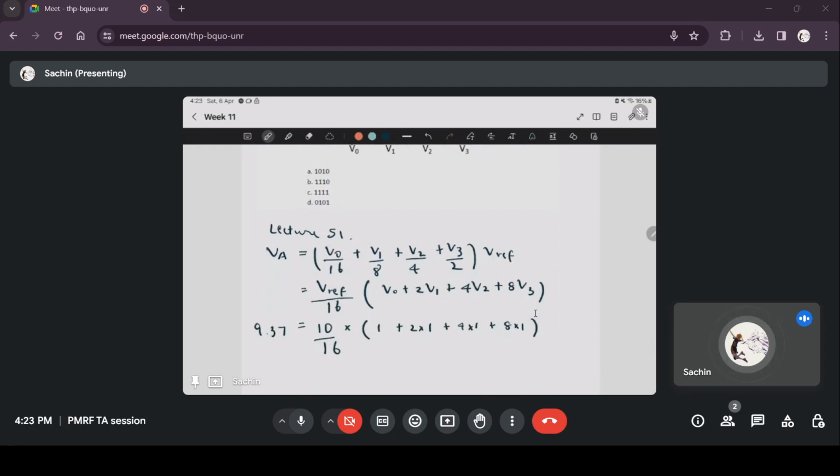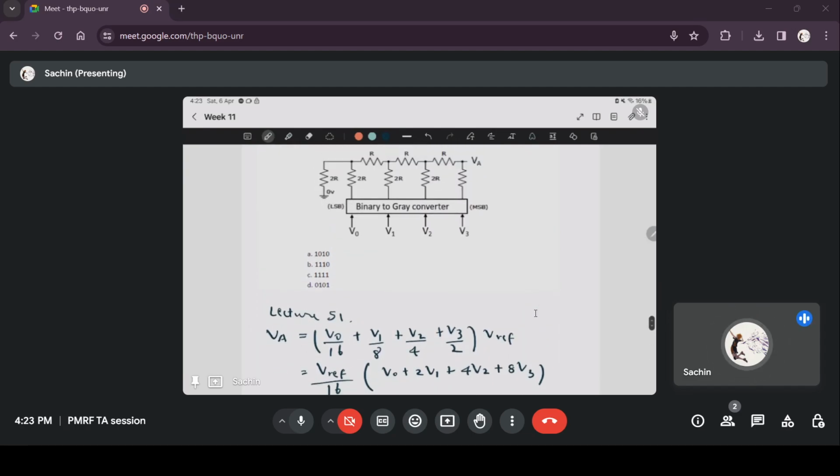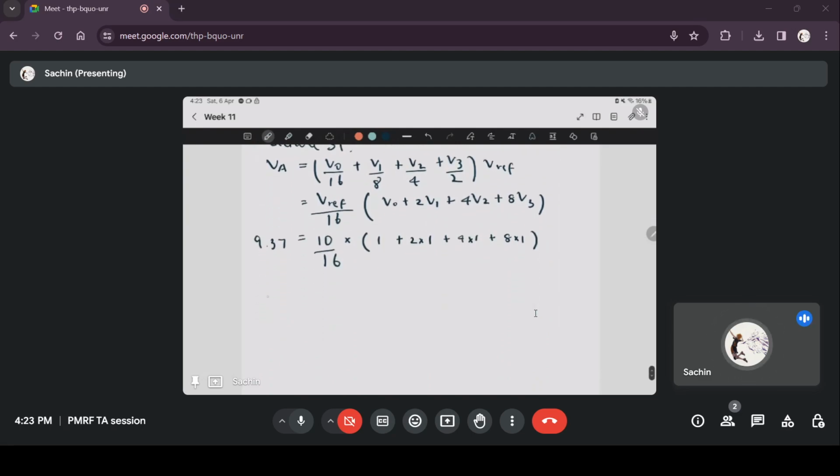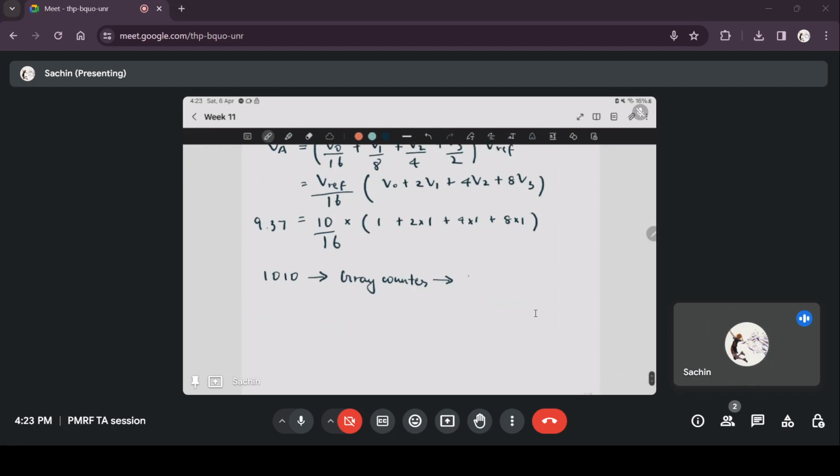And now the binary input which gets converted to 1111 through the gray counter is 1010. If you convert it into a gray number, it will be 1111. So the actual input that you should give is 1010. That will be converted by the gray counter to 1111, and that will be converted by the digital to analog converter to 9.37 volts.